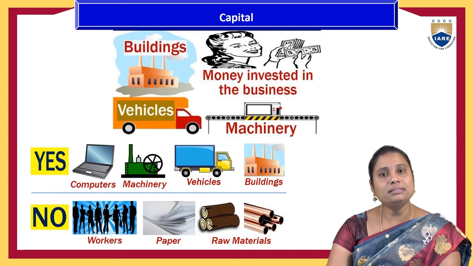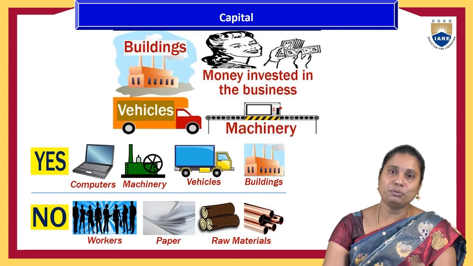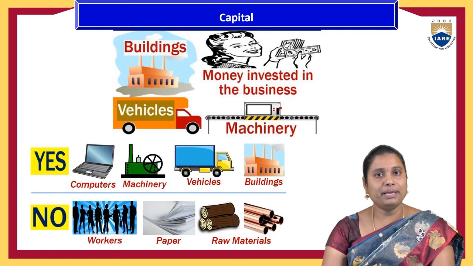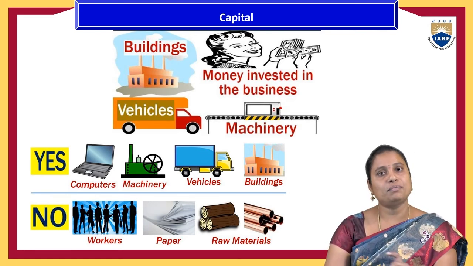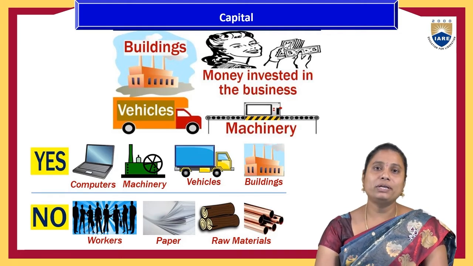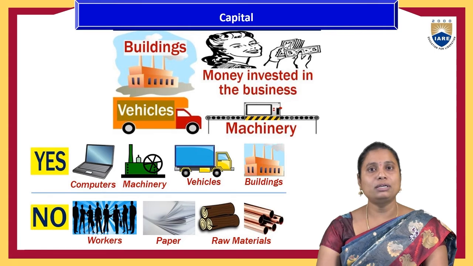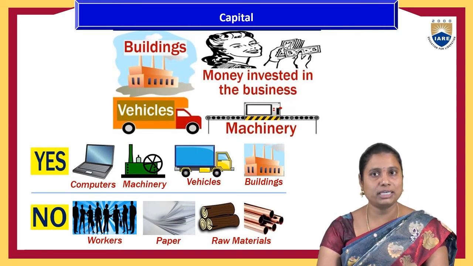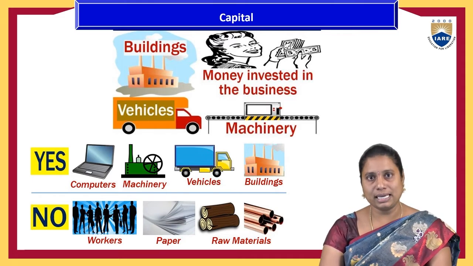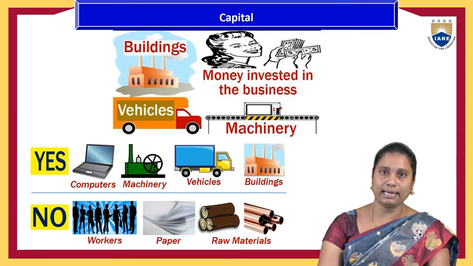Money means any currency which is approved by the central bank of that country. Like in our country, RBI has approved the rupee as the legal currency. That money or the monetary item equivalent to money, like gold, vehicles, buildings, machineries, computers, etc., which is added to the business activities is called capital.